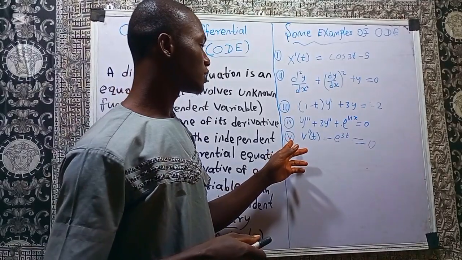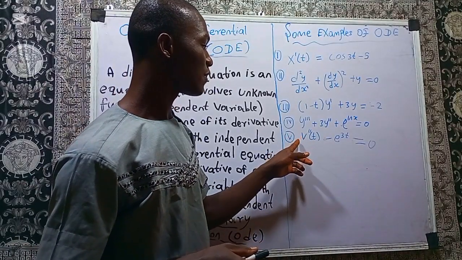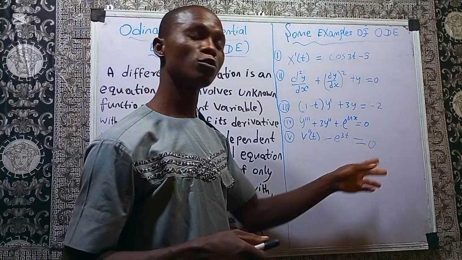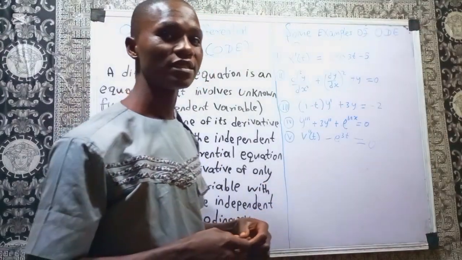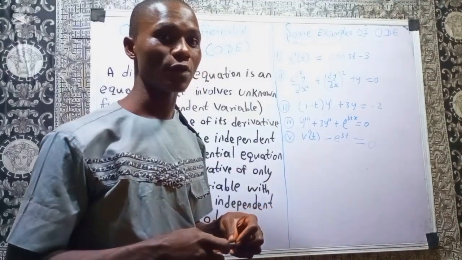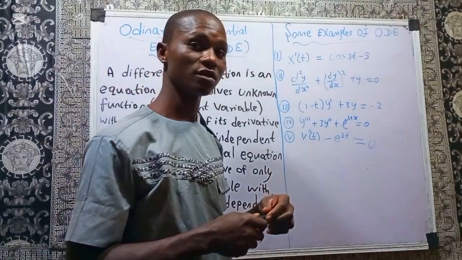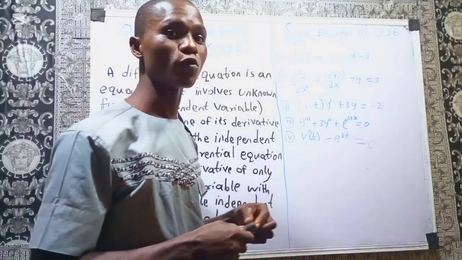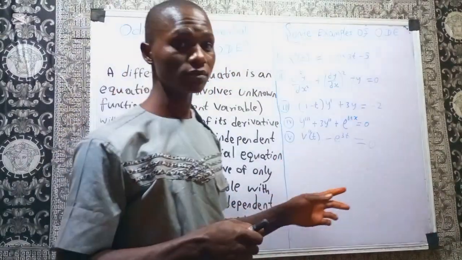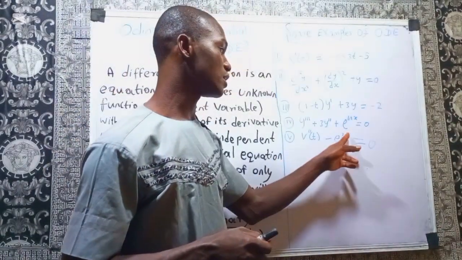So, this one is v prime prime of t minus exponential 3t equal to 0. Now, what is the dependent variable there? V. So we have the derivative of only one dependent variable v with respect to what? A single independent variable t.